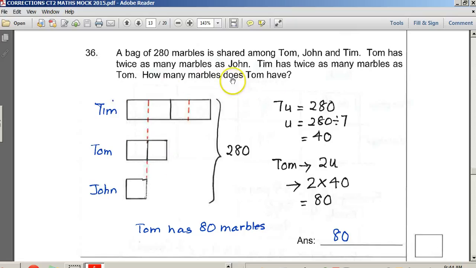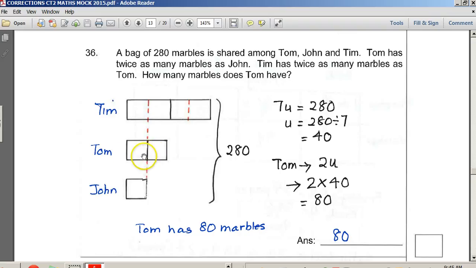Now how many marbles does Tom have? Tom got 2 units, right? What you need to do is find out: 280 is given, and you must make all these boxes equal. So what I did was make them into small little unit boxes. Can you see? I know that this is half of this 2. So this and this are of equal size.